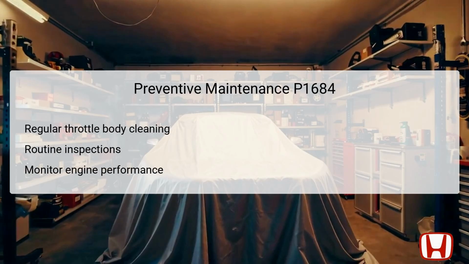To prevent the recurrence of DTC P1684, implementing a proactive maintenance plan is essential. Regularly scheduled cleaning of the throttle body can help prevent dirt and carbon buildup, which are the primary causes of the throttle valve malfunction. Additionally, conducting routine inspections at designated service intervals allows for timely identification of potential issues.